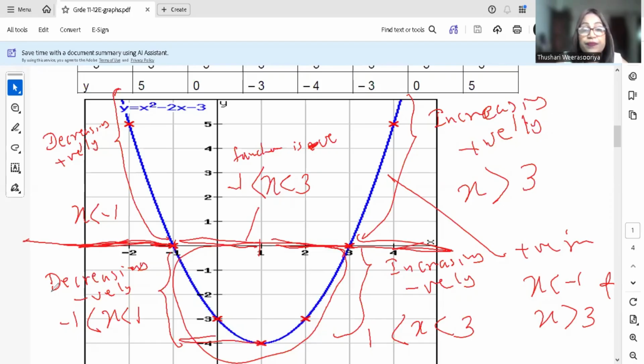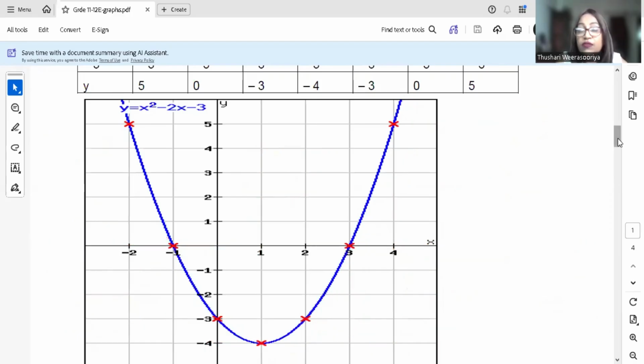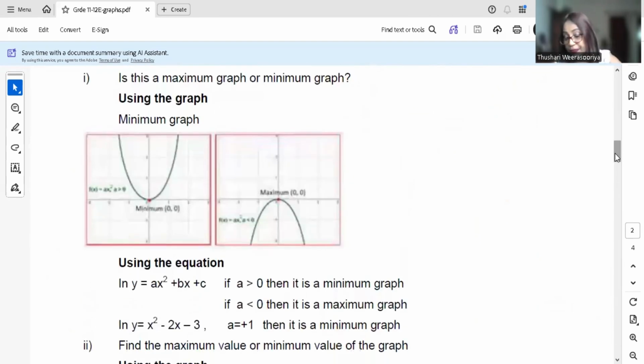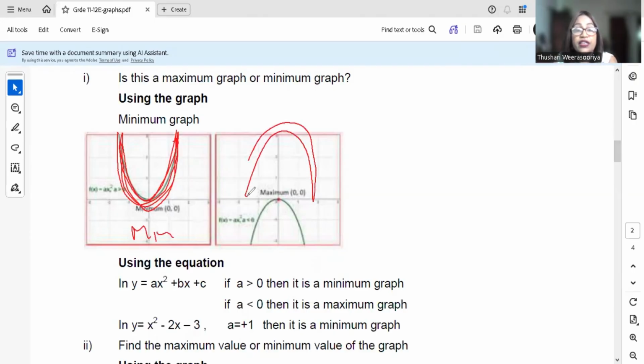Now we'll go further. Now we'll see how to answer the questions. Different questions are there in the graph question. Now, is this a maximum graph or a minimum graph? If you have a graph like this, it's like going into a well, that's a min graph. If it's like climbing a tree, that is a max graph. By looking at the graph, you can say. When you get the equation, how do you say? Plus or minus.